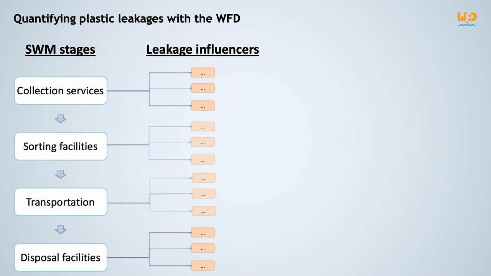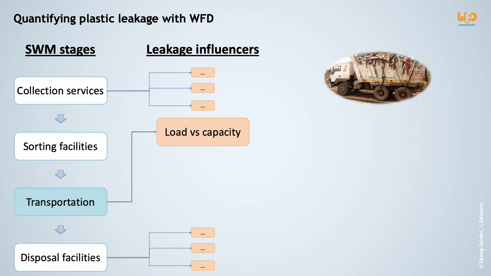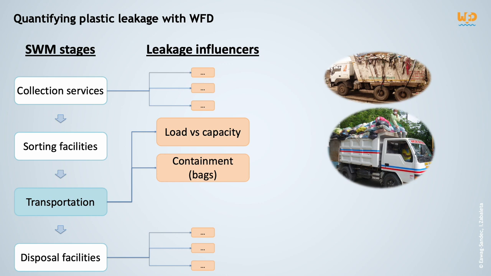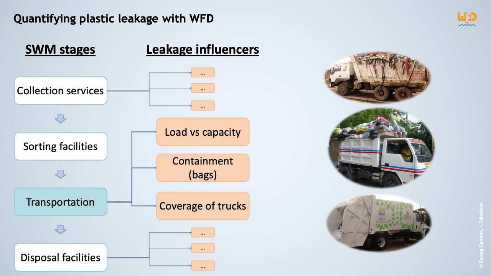Here, there are three leakage influencers that may cause plastic to leak during the transportation stage of the solid waste management service chain. Load versus capacity, that assesses how overloaded the transportation vehicles are. Containment of waste, if it's loaded as bulks or in bags, as less plastic leakage is expected when the waste stays in closed bags. Coverage of trucks, as fully closed trucks are less likely to leak plastic waste.